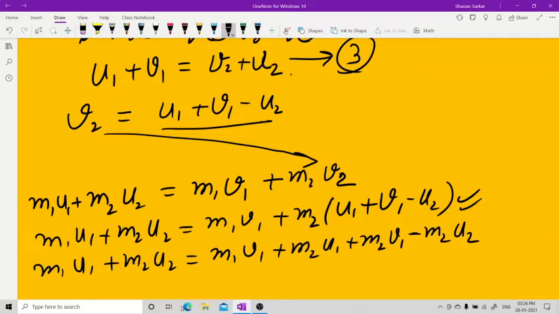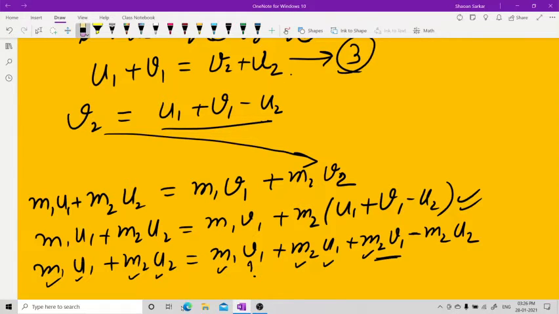Now see, anything cancels out? Nothing cancels out. I have to do one thing. I have to find v1. Now see what I know. I know m1. I know u1. I know m2. I know u2. I know m1. I don't know this. I do not know this. I know this. I know u1. I know this. I don't know v1. Wait a minute.